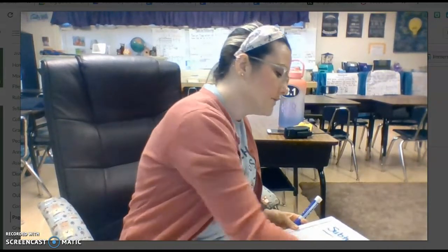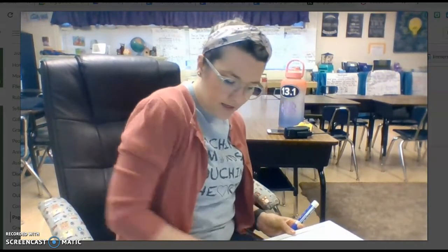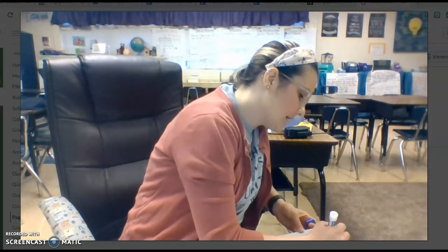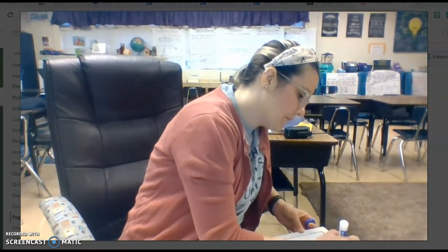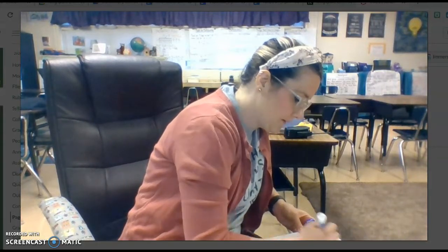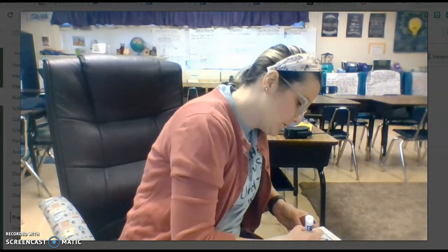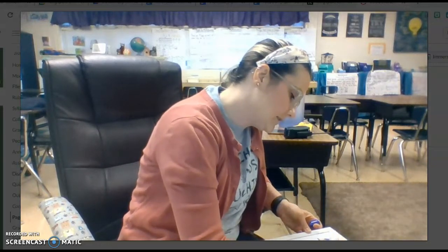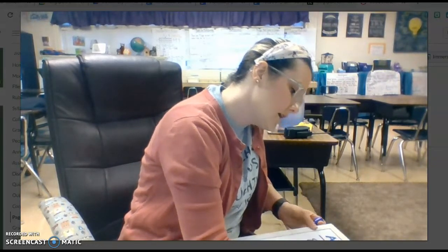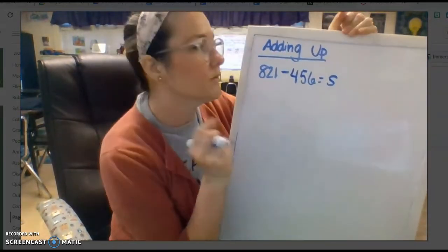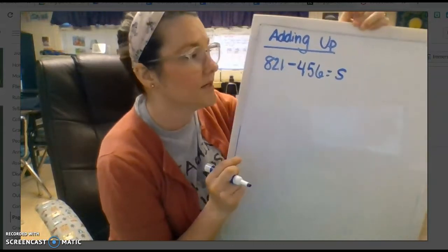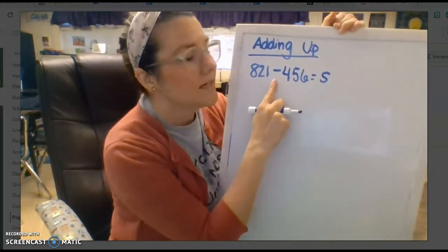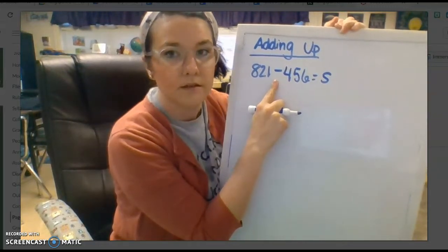So adding up. If that's a strategy that you did not do, I want you to think about what that might look like. Adding up. Okay? So we did 821 minus 456 equals S. Well, if we're adding up, we remember from our Unit 3 discussion and some here in Unit 7 that when I'm subtracting, I'm finding the difference.